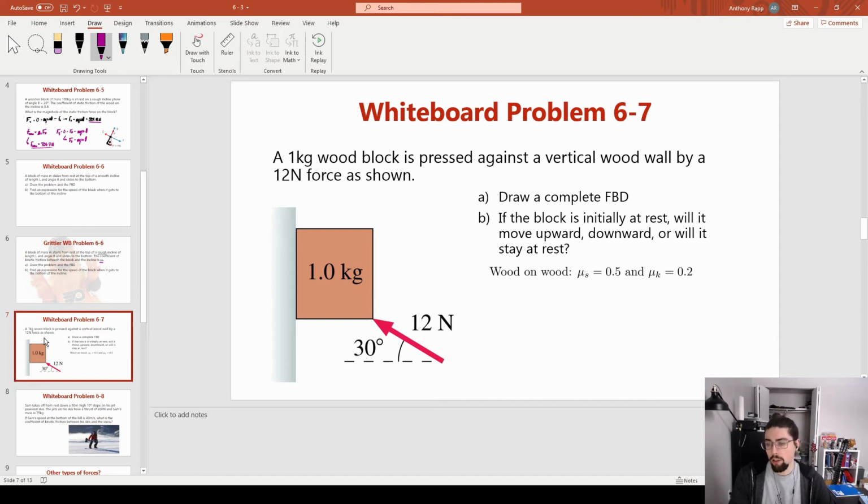So I've got a 1 kilogram wood block pressed against a vertical wooden wall by a 12 Newton force. So I want you to first start by drawing a free body diagram, but we run into a little bit of an issue. I've got a question for everyone. What direction does friction point? What do we think? Looking at this thing right now, without solving anything, what direction is friction going?